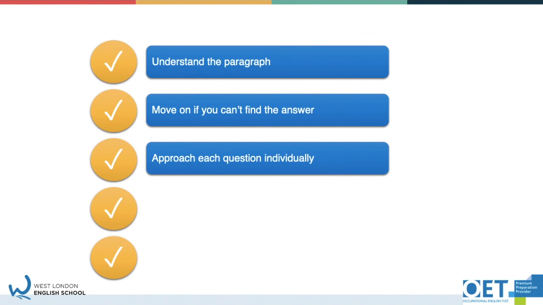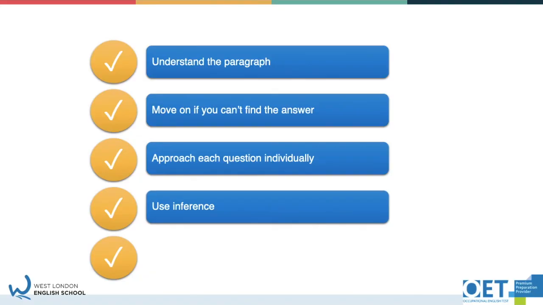Approach each question individually. Yeah, this goes without saying. Isolate the question and the paragraph and see if you can find the answer from that. Don't read the whole text and then try and find the answers. Think about every question as an individual: the question, the paragraph, the answers. And always work in that way, going back and forth.